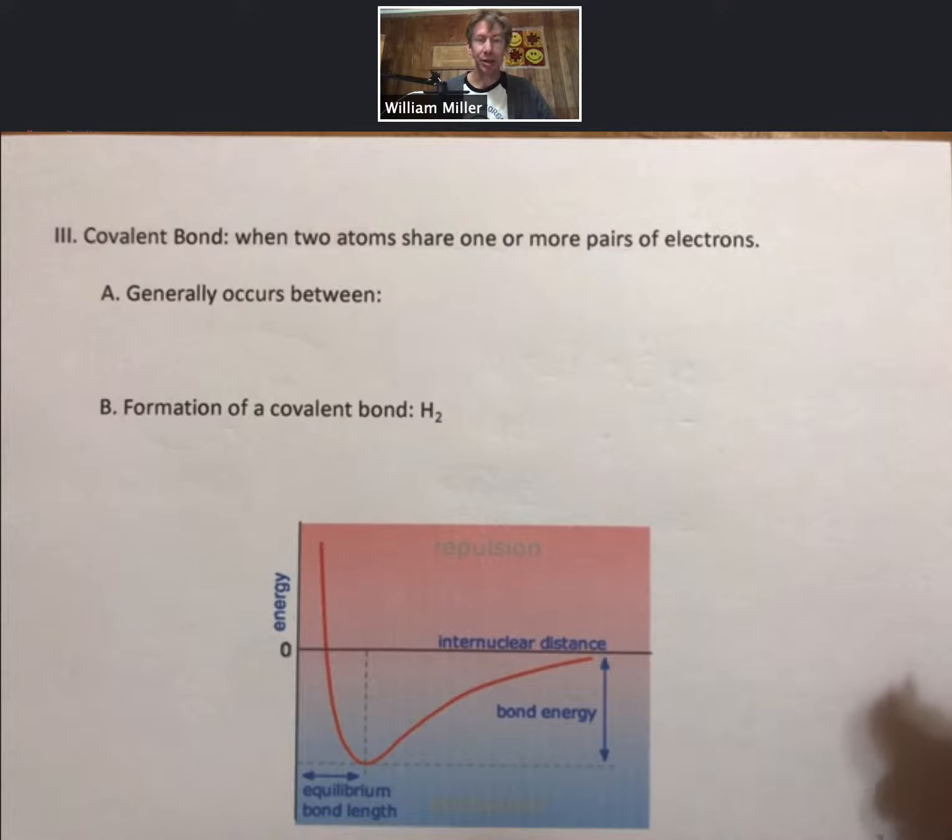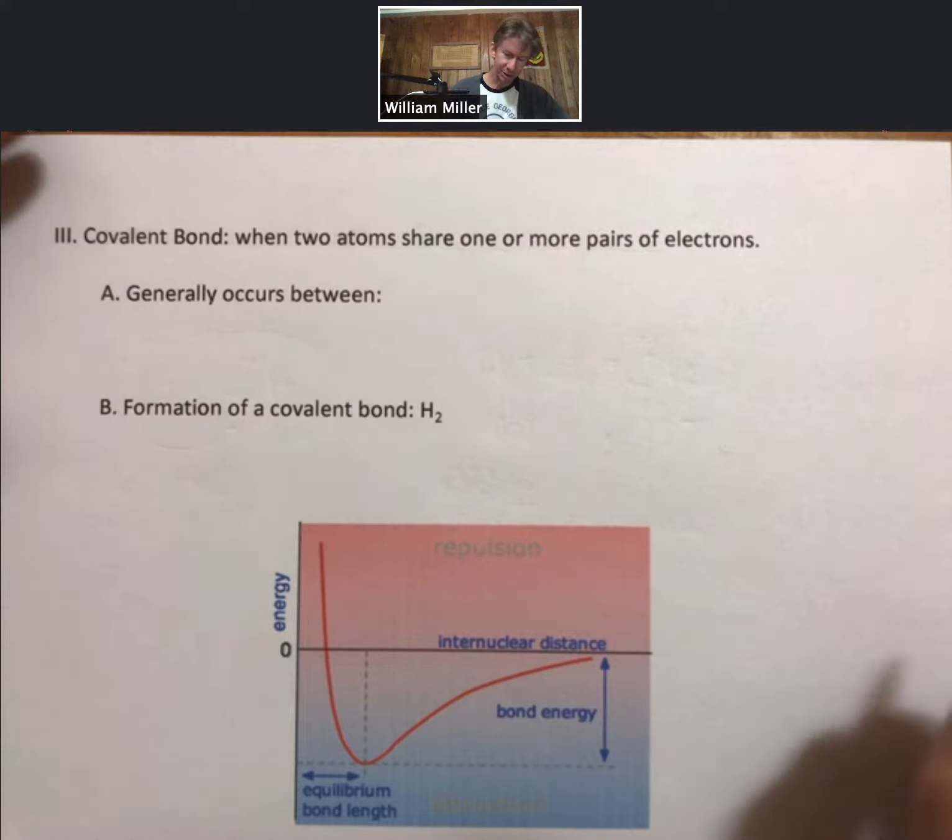Now, we're going to start a long section on covalent bonds. Covalent bonds are when 2 atoms share 1 or more pairs of electrons. Covalent bonds generally occur between 2 nonmetals.